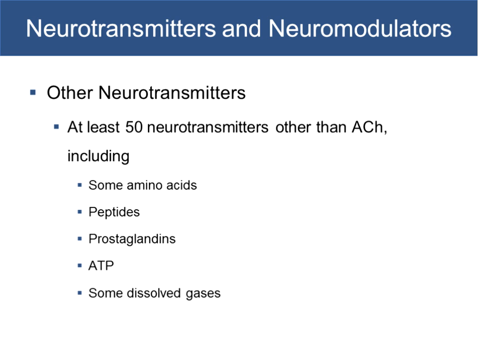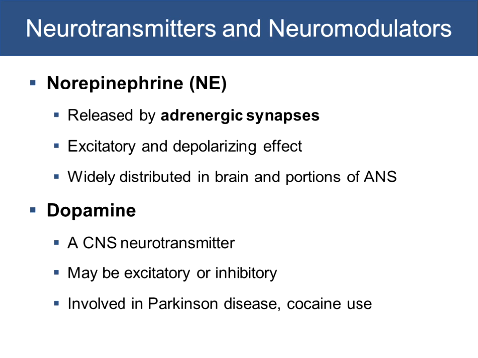Now, as you may have imagined, acetylcholine is not the only neurotransmitter we have. We have several others. There are at least 50 that we know of, but there may be up to 90 neurotransmitters other than acetylcholine. Some of them are amino acids. Some of them are peptides, which are just longer versions of amino acid sequences. Some of them, prostaglandins, can act as a neurotransmitter. ATP, which we're usually used to seeing as just the energy currency of the cell, can act as a neurotransmitter. And some dissolved gases, like nitrous oxide, can act as a neurotransmitter as well.